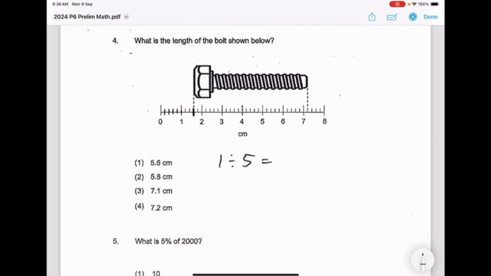and that will give me 0.2 cm. Now I know that every increment is 0.2. So from here, I can tell immediately that this point over here is 1.6 cm. Now knowing this information, we can see that the screw also ends at 7.2 cm. What can we do? We can take 7.2 cm minus 1.6 cm and we will get 5.6 cm, which is the answer for question number 4.